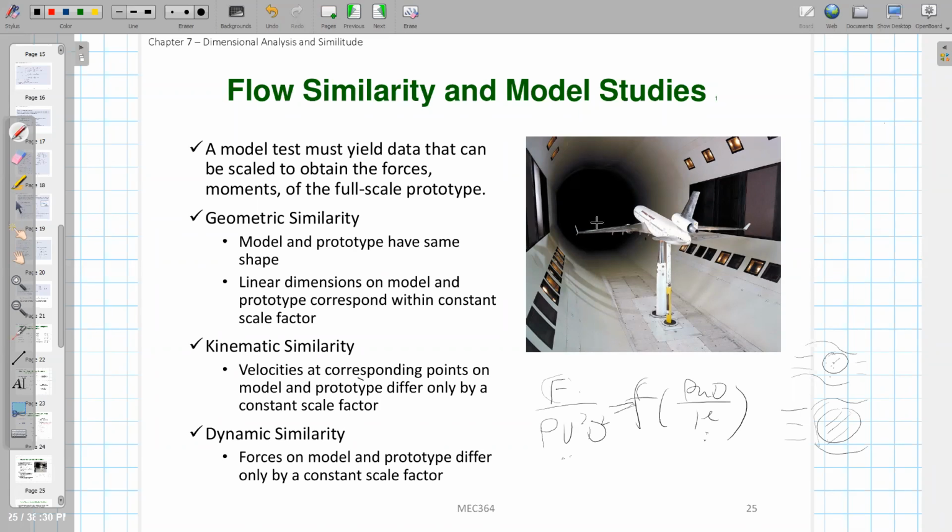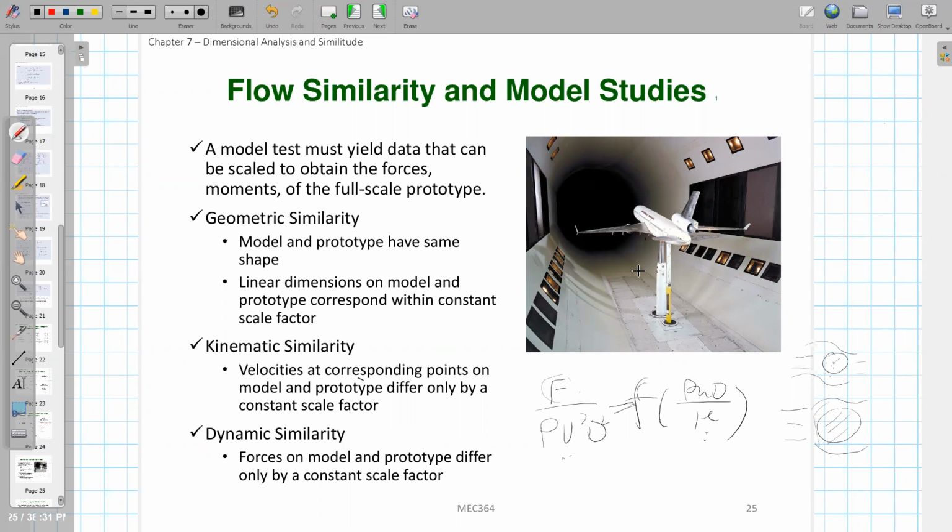Because we know that after this flow hits this airplane, at the boundary between the flow and the airplane, you will create those drag and lift forces. So the last thing you need to make sure of is that all the forces working on this model can also have a constant scaling factor. If you scale the forces working on this model in the experimental condition with a constant factor, you can reproduce the actual force working on the realistic airplane. And this is called the dynamic similarity.